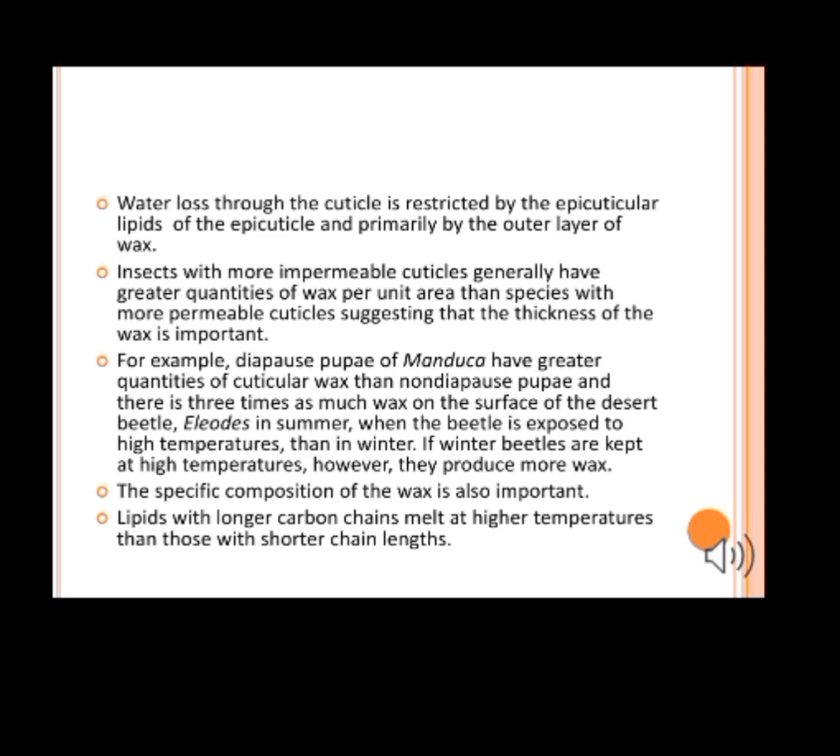Water loss is restricted by the presence of epicuticular lipids in the cuticle, which is a thick layer of wax. Insects with impermeable cuticles have high quantities of wax so that water loss can be prevented. Taking the example of the diapause pupae of Manduca, which have a greater quantity of cuticular wax than the non-diapause pupae, which helps to reduce water loss.